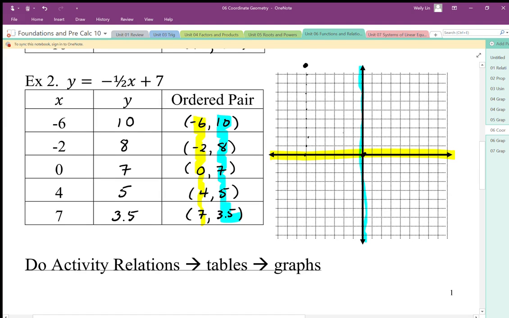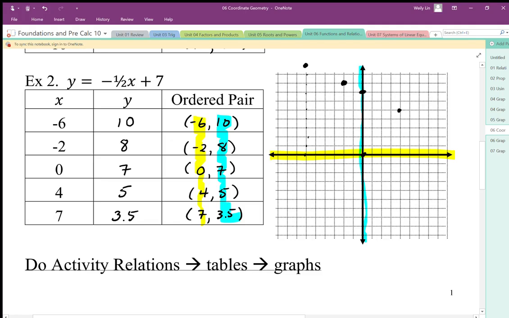Then I do the same for all the other points. It's going to be -2, positive 8. It's going to be right there. Again, we always start at the origin, left and up. Here it's going to be 0 up to 7. We go 4 to the right, 5 up.